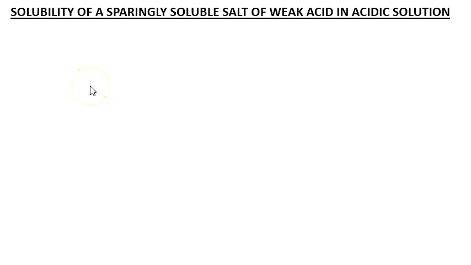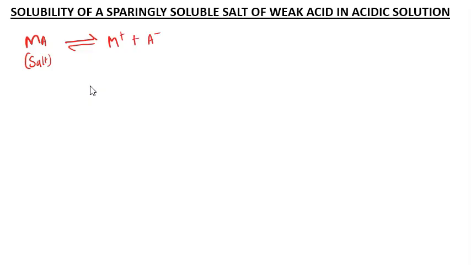Dear students, today we are going to derive a formula for the solubility of a sparingly soluble salt of a weak acid in acidic solution. For that, let's take a salt MA. This is our salt, which is a sparingly soluble salt. Definitely, in the saturated solution, it will make an equilibrium. The equilibrium will be M+ A-.